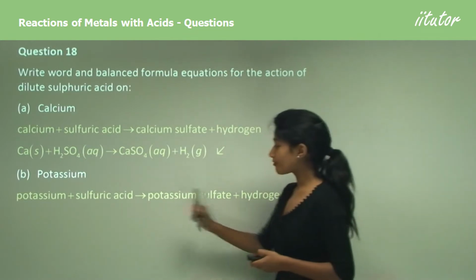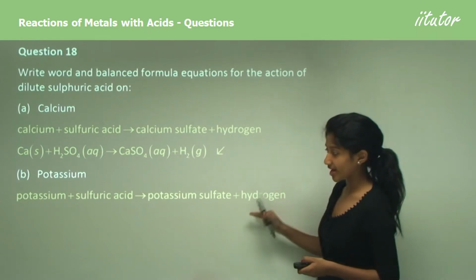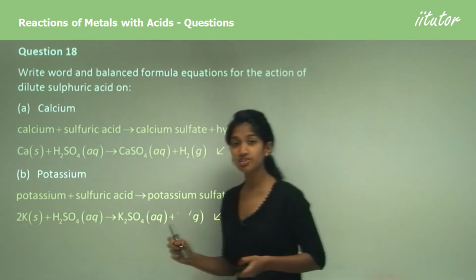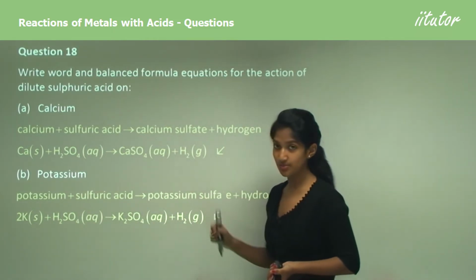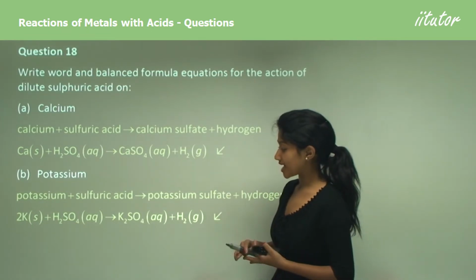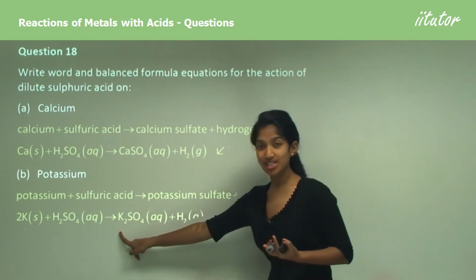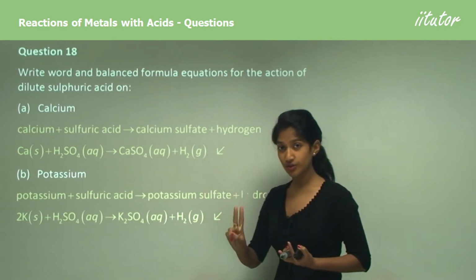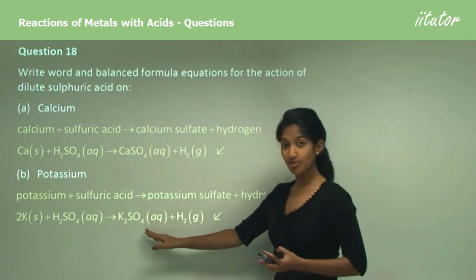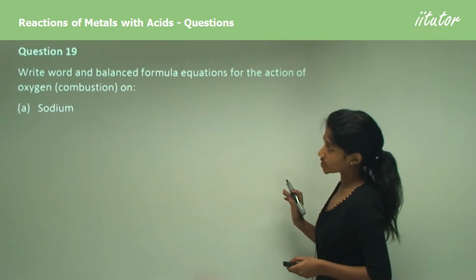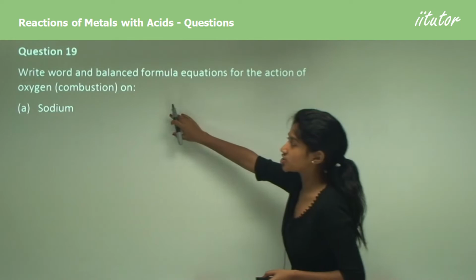So potassium with sulphuric acid would give you again potassium sulfate and hydrogen gas. Writing that as a chemical equation, we have two atoms of potassium reacting with sulphuric acid. When they react, they form potassium sulfate and hydrogen gas. Now note in potassium sulfate, the potassium has a subscript of 2. That's because potassium has a valency of 1, sulfate has a valency of 2. So when they cross over, the potassium gets 2. So K2SO4.